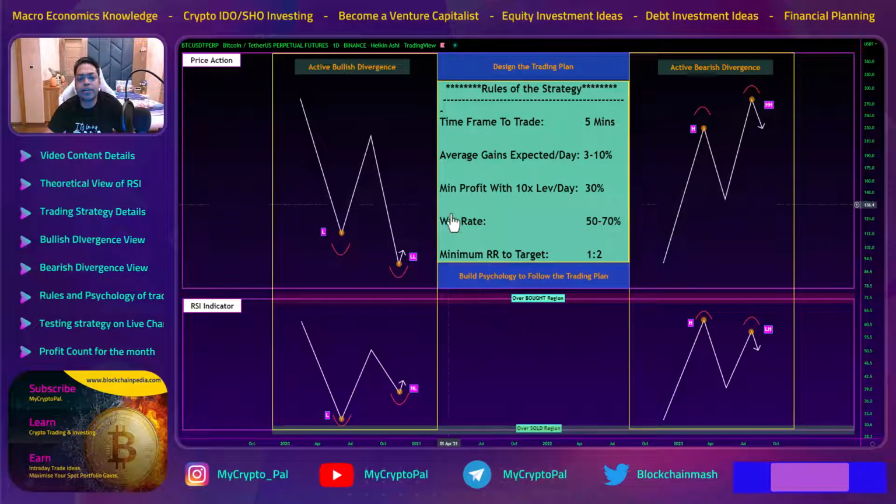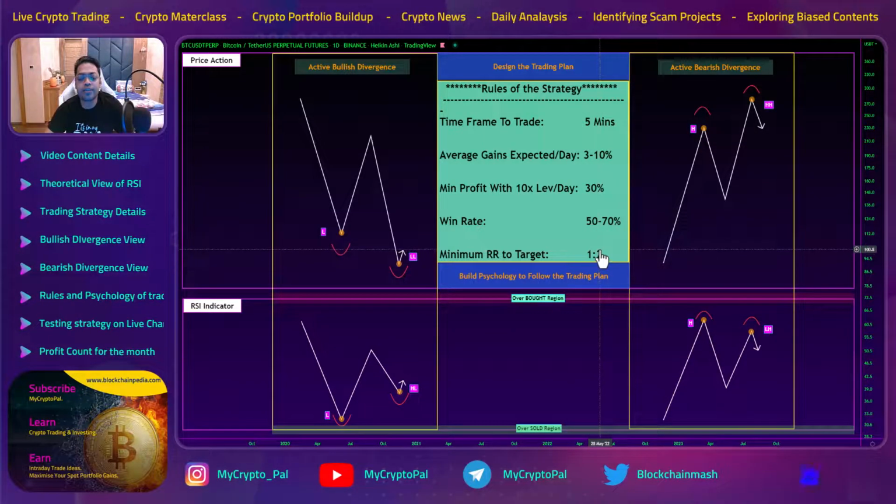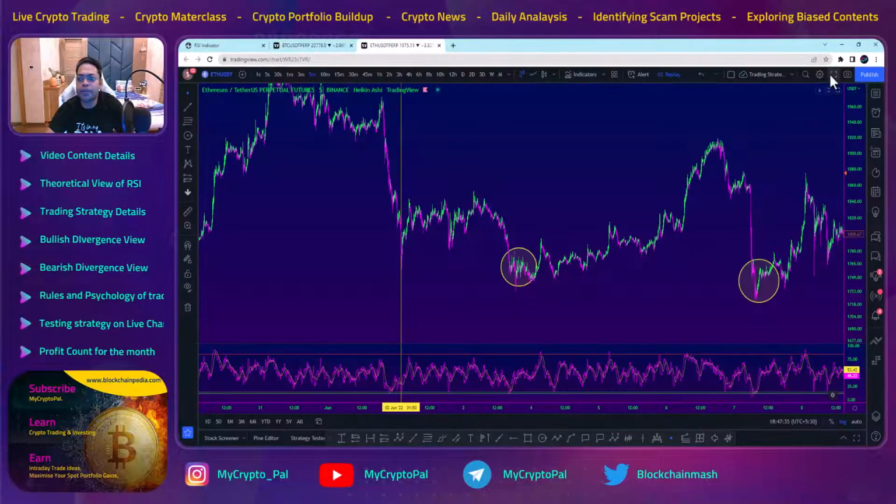The win rate or the success rate of this strategy is about 50 to 70% if you only follow RSI and price action. And the minimum risk to reward ratio you have to target is 1:2. This is the minimum. Once you have 1:2, you can choose to exit the trade. That means if your stop loss is $50 and your profit is already $100, you can choose to exit the trade. If you do this continuously over a period of time, your portfolio will grow significantly over 1 month. So this is a pure basic strategy for a beginner trader who doesn't know anything. Now let's go to live charts and see how to implement all this.